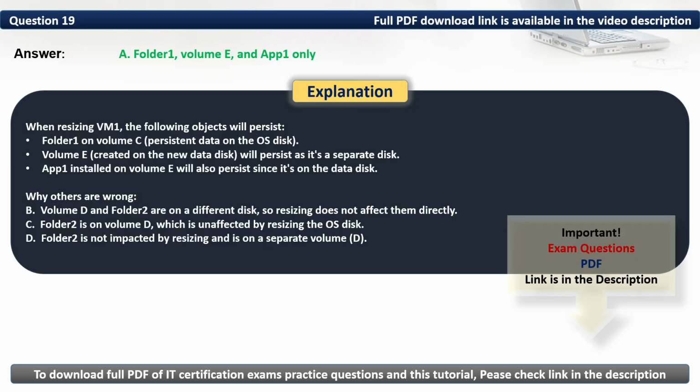When resizing VM1, the following objects will persist. Folder1 on volume C, persisting data on the OS disk. Volume E, created on the new data disk, will persist as it is a separate disk. App1 installed on volume E will also persist since it is on the data disk.